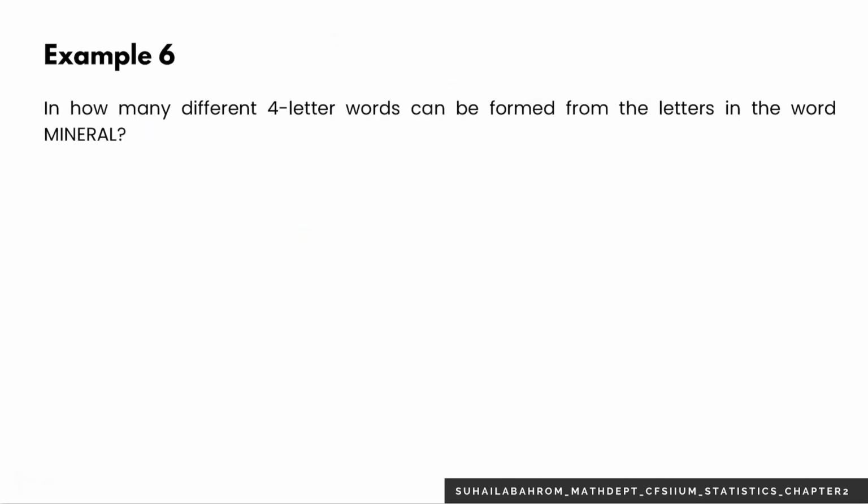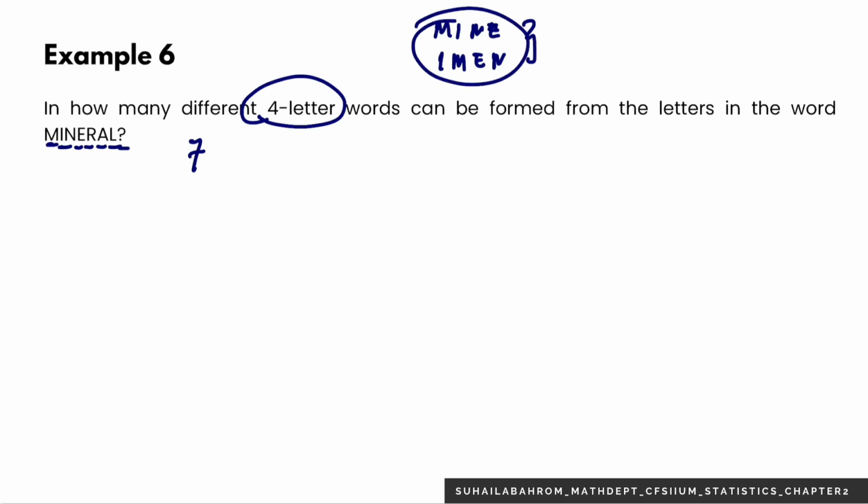Let's look at the next example. In how many different 4-letter words can be formed from the letters in the word MINERAL? Since we have MINERAL, there are 7 letters. And the order is important. Let's say you have M, I, and E, the same letters, and the arrangement I, M, E, N is considered a different outcome. Therefore, in this case, the arrangement is important. By using permutation, 7P4, we will get 840.